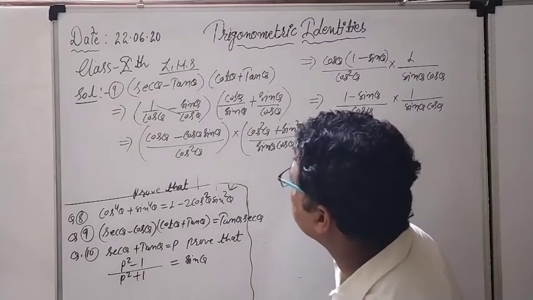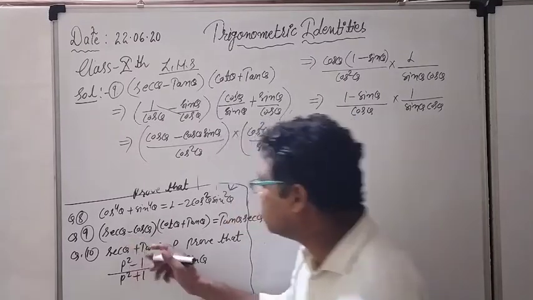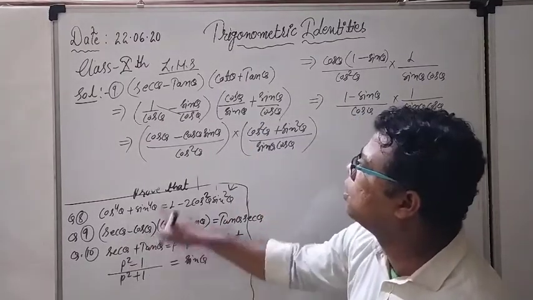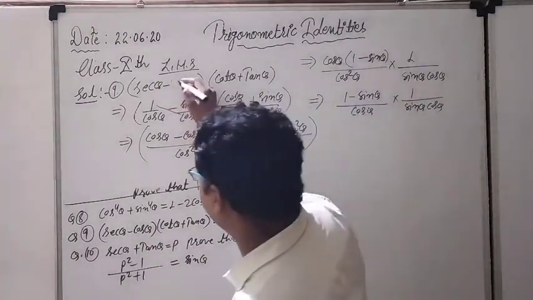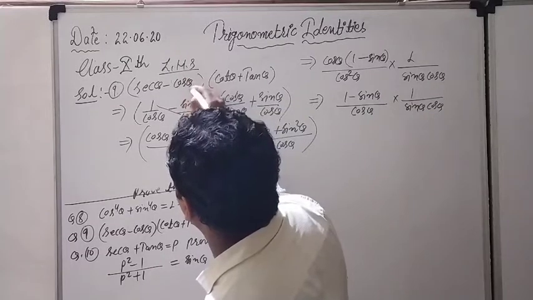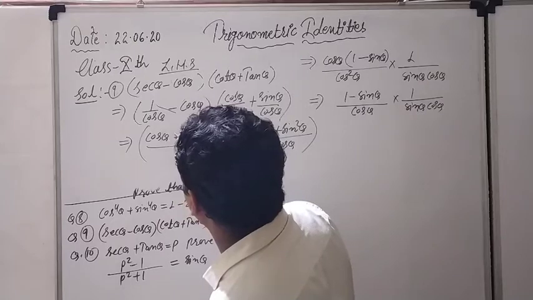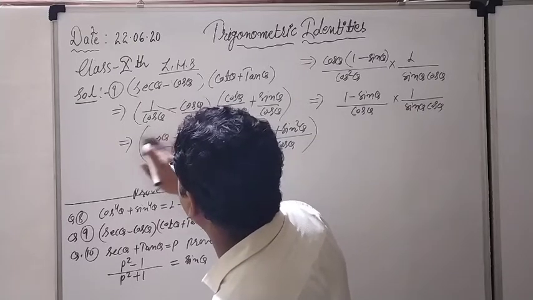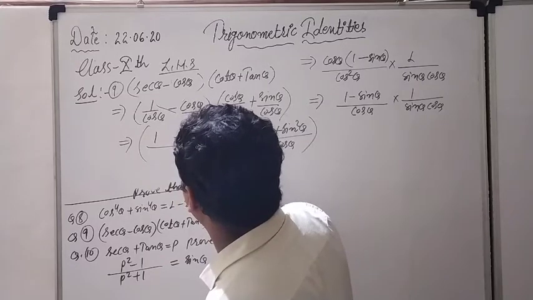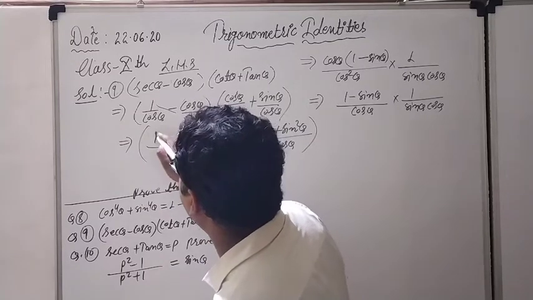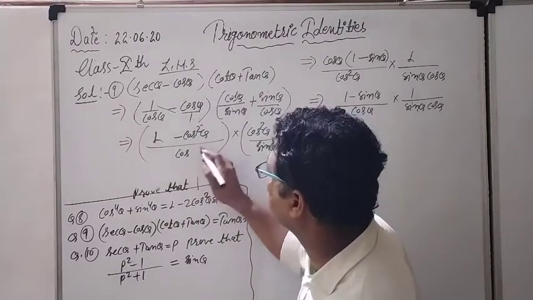Sec theta minus cos theta. Actually I have written the wrong question. Look here, sec theta minus cos theta, and I have written sec theta minus tan theta. That is the problem here. It was none other than cos theta. So 1 into 1, here 1 minus cos square theta. Okay, no problem, I am correcting the mistakes. Upon cos theta into 1, only cos theta.